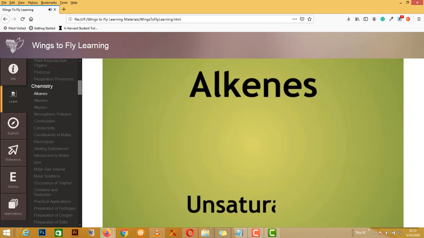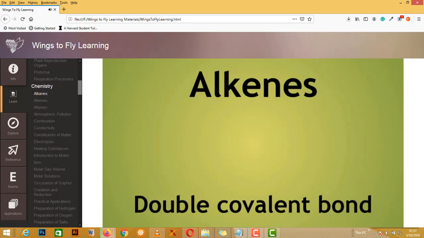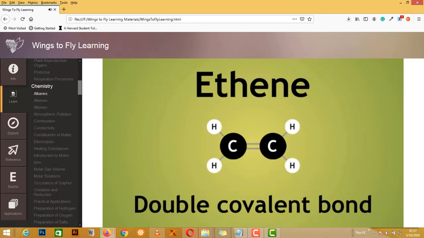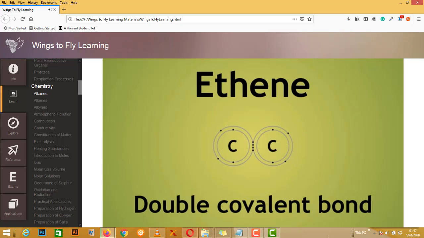These are unsaturated and so contain a double covalent bond between 2 carbon atoms. Here is ethene. Since there is a double bond, there are now 2 shared pairs of electrons between the 2 carbon atoms. Each carbon atom now has only 2 electrons which covalently bond with a total of 4 hydrogen atoms, 2 on each carbon, to complete the ethene molecule.